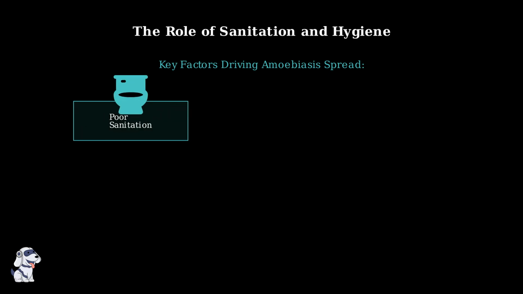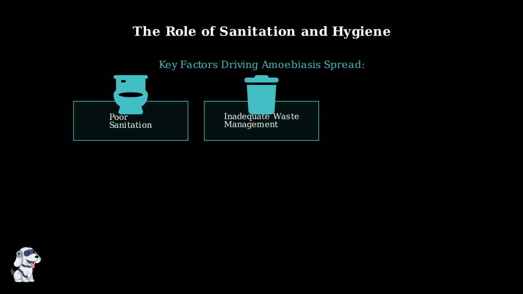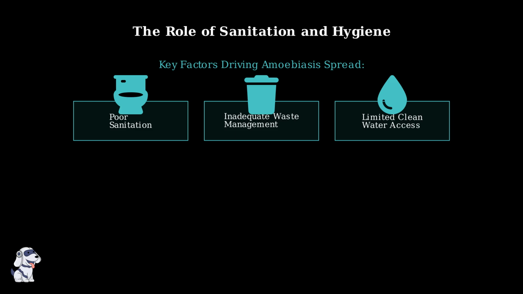Poor sanitation and hygiene create the perfect conditions for amoebiasis to spread. Understanding these factors is essential for prevention. Three critical factors create conditions where amoebiasis thrives. First, poor sanitation facilities allow human waste to contaminate the environment. Second, inadequate waste management means sewage and contaminated materials are not properly disposed of, creating multiple sources of infection. Third, limited access to clean water forces people to use contaminated sources, directly exposing them to infectious cysts.